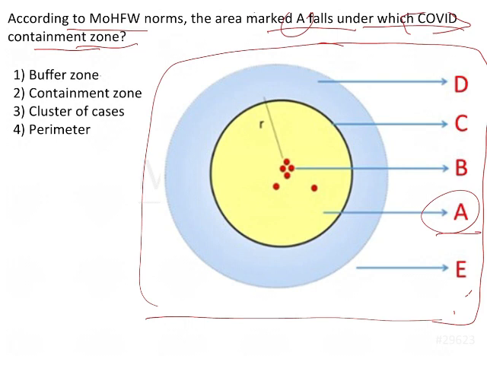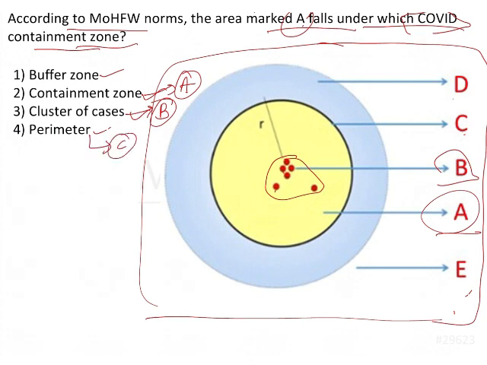Coming to the options, it is buffer zone, containment zone, cluster of cases, and perimeter. Guys, if you look at this, the red color dots are the cases, like a cluster of cases. So B is cluster of cases. And A, by the terminology itself, you will know, is the containment zone. This is our answer also. Coming to C, C is the perimeter. You know that, right?